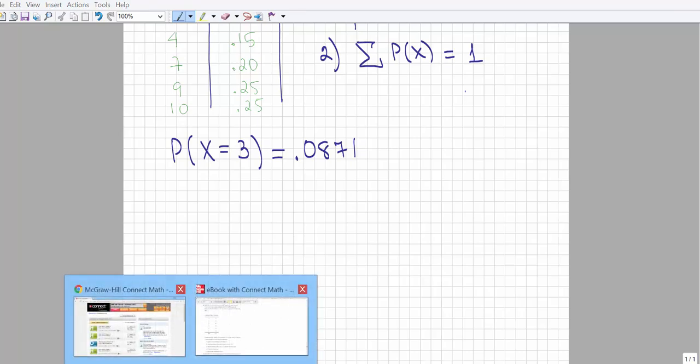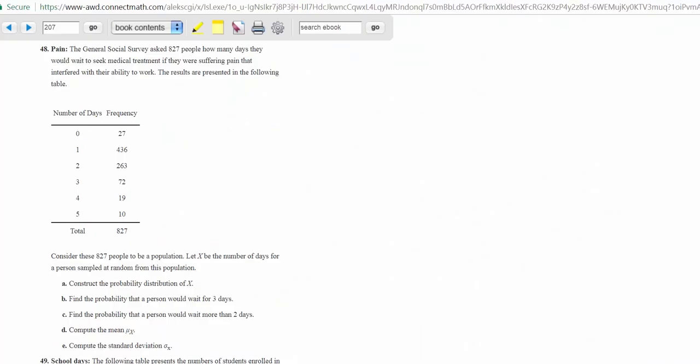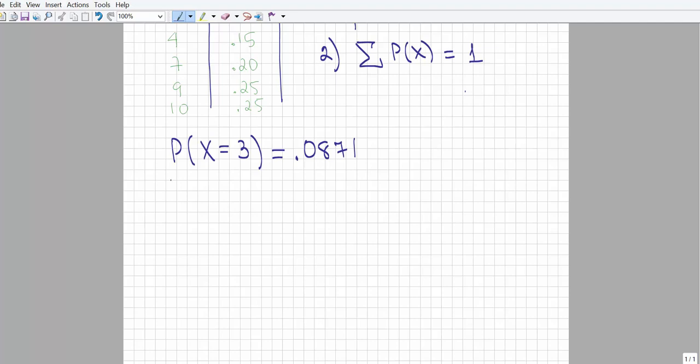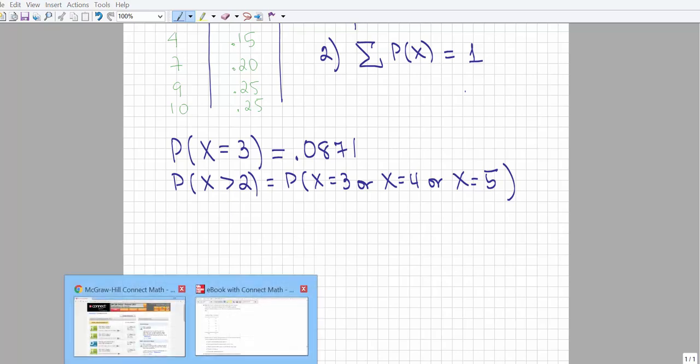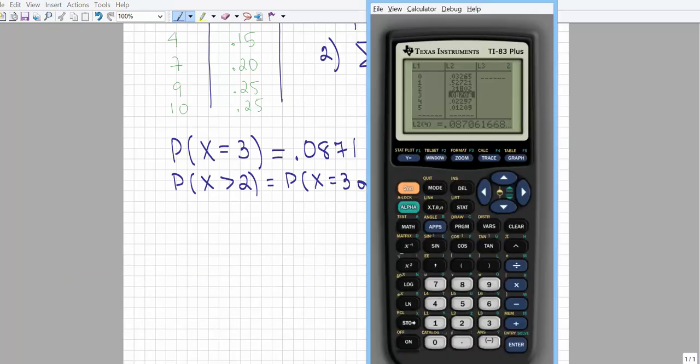Okay. Third question, find the probability that a person would wait more than 2 days. More than 2. So that means x is equal to 3 or 4 or 5, right? Okay, so I can add up these probabilities here, so 3, 4, and 5, and just add them up. Or I can use frequencies. It doesn't matter how you're going to do it. So you can add up these numbers right here. Well, let's go ahead and use frequencies also.